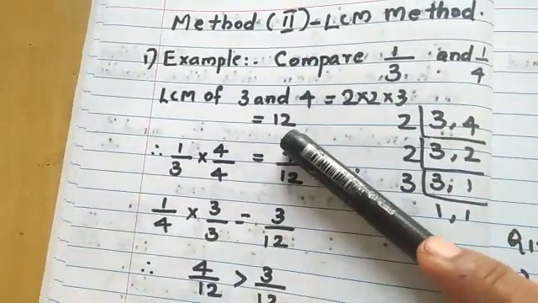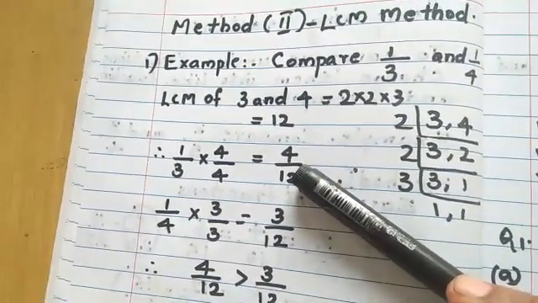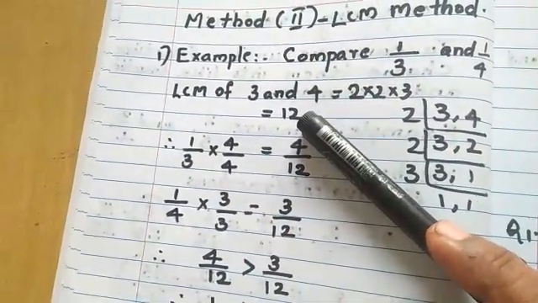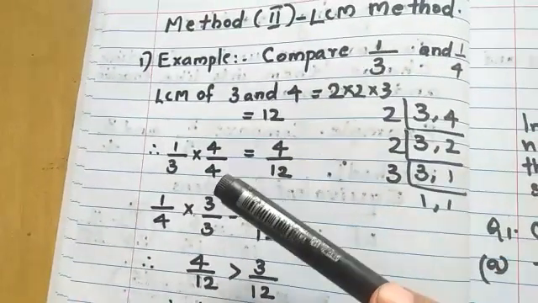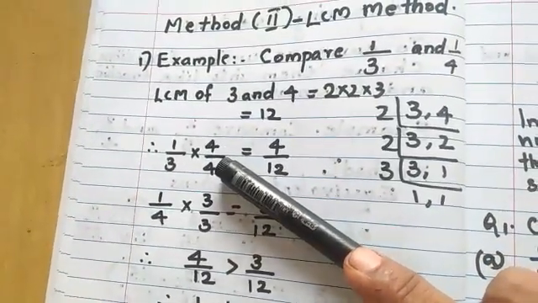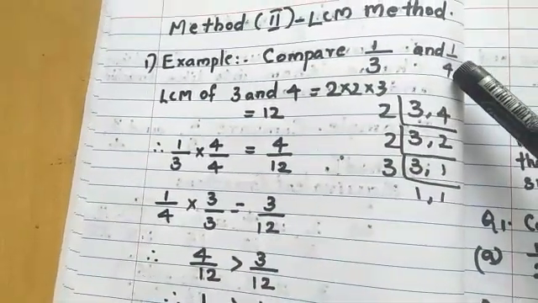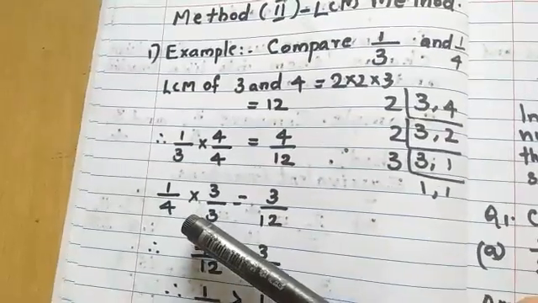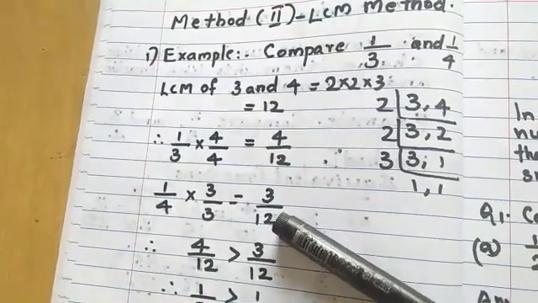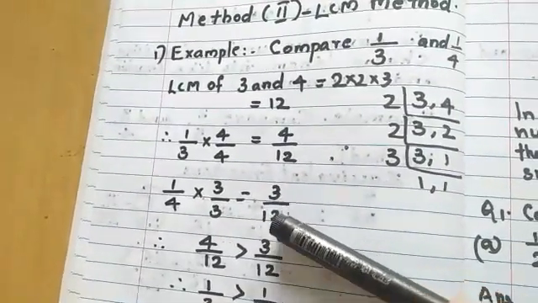This LCM should be the denominator of our new fraction. That is our aim. So, this 3 should become 12. Which number should we multiply 3 by to get 12? 4. So, we multiply by 4 by 4, and we get 4 by 12. Next fraction, 1 by 4. The denominator should be 12, so we multiply with 3 by 3. So, the new fraction will be 3 by 12.